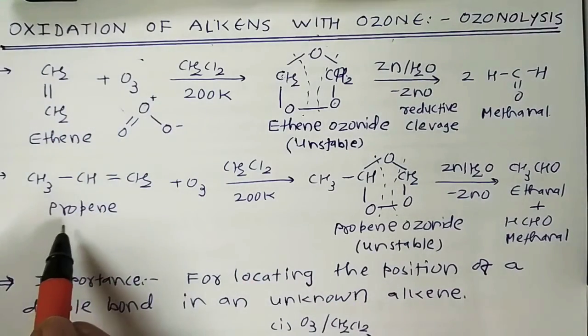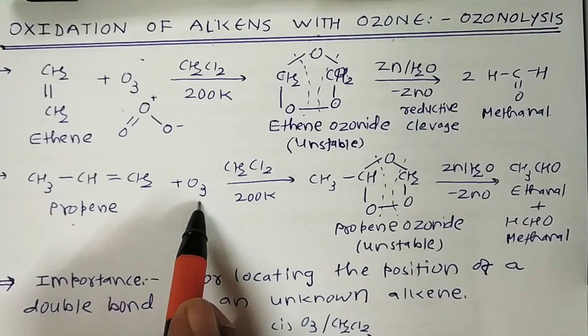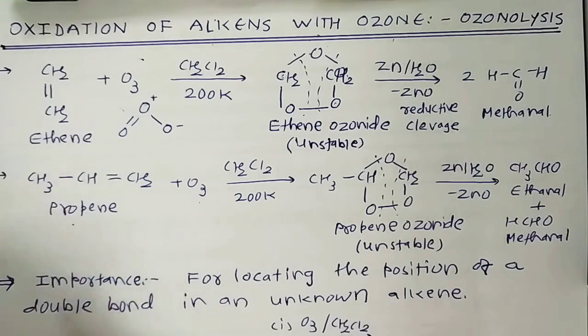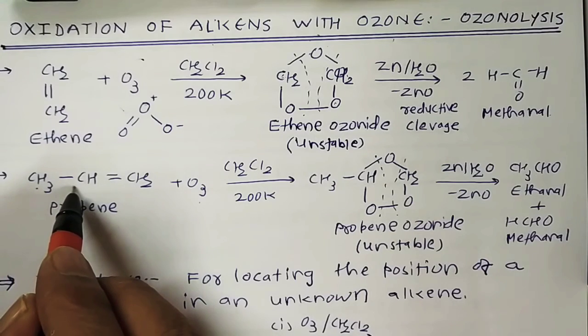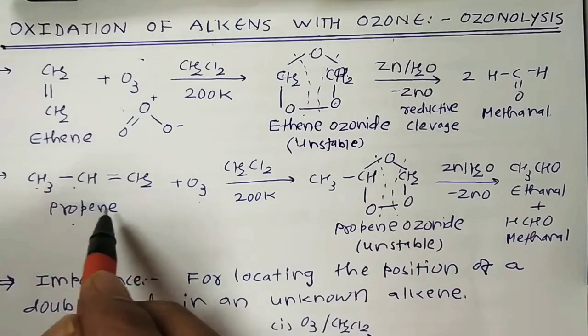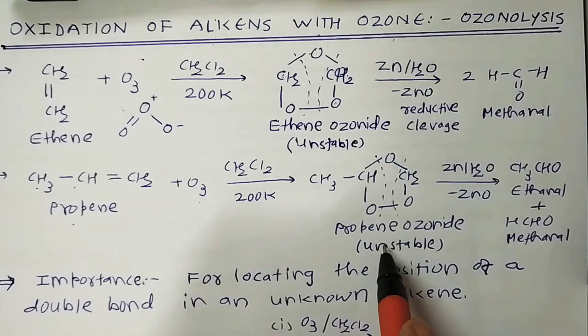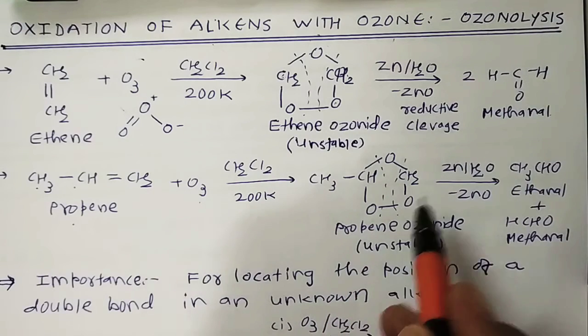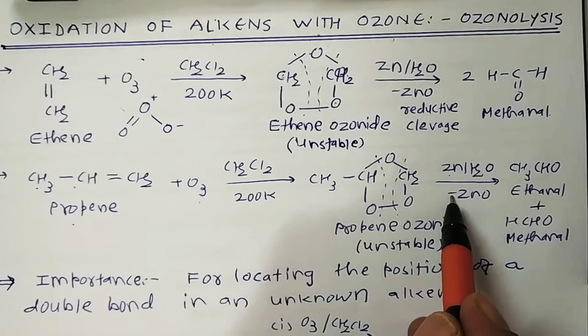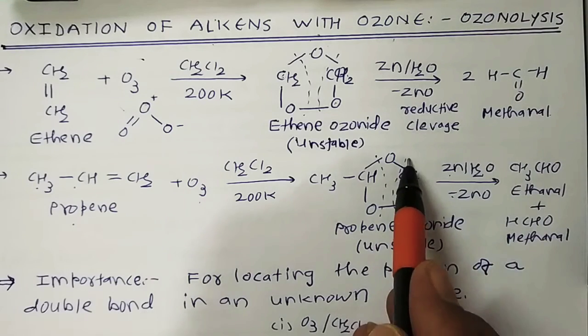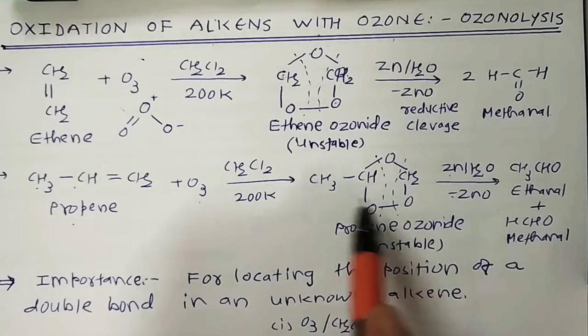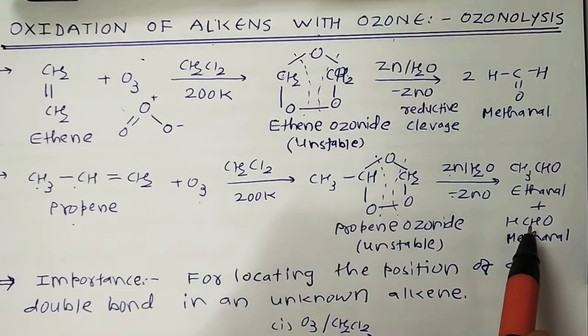For example, if I have propene, the addition reaction of ozone at the double bond gives CH3CH and so on, so we get a propene ozonide compound. These compounds are unstable and explosive in nature, so they are not usually isolated, but they can be reduced in situ with zinc dust and water, which gives aldehydes, because reductive cleavage gives an aldehyde. There is also another aldehyde, acetaldehyde. So these are the oxidations of alkenes.